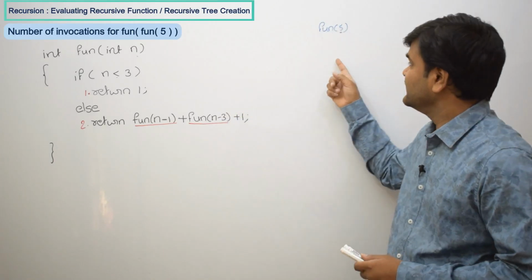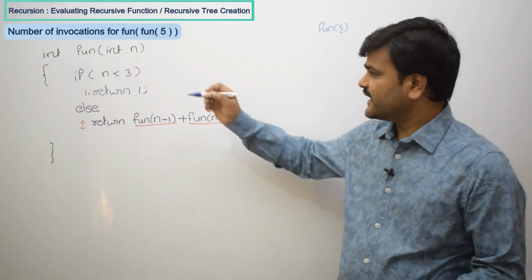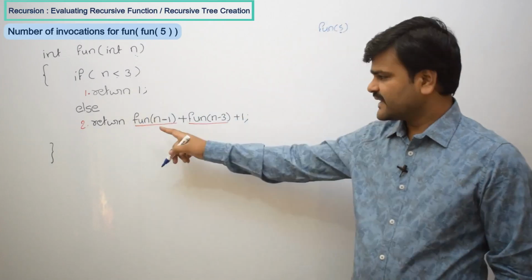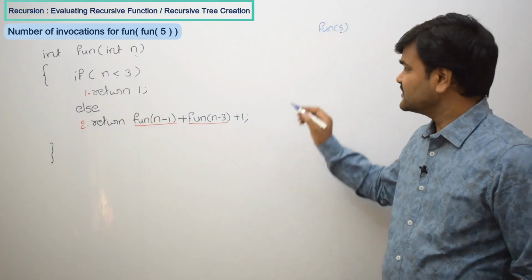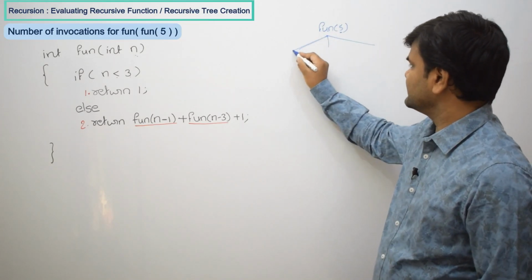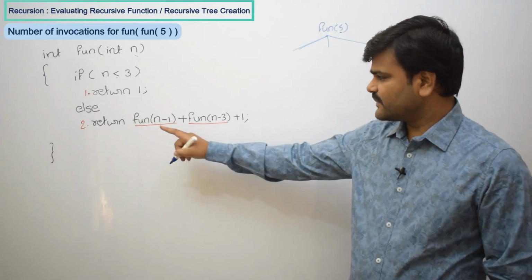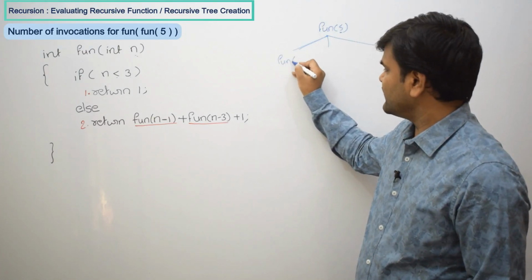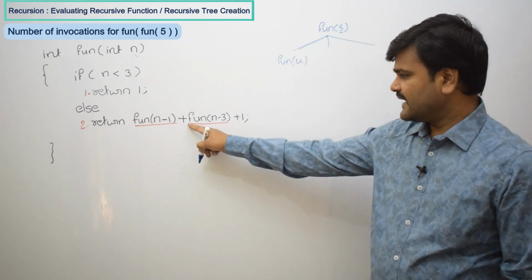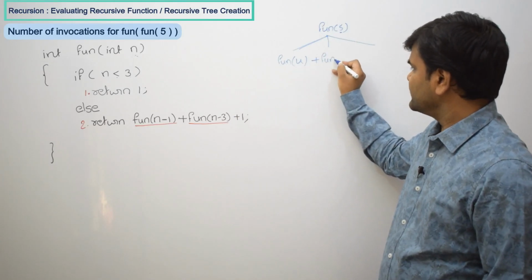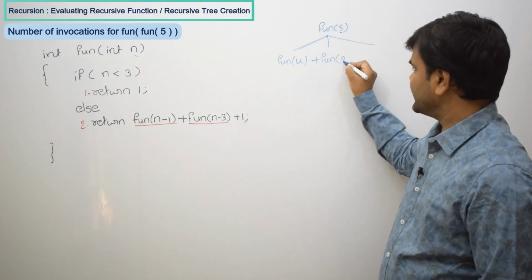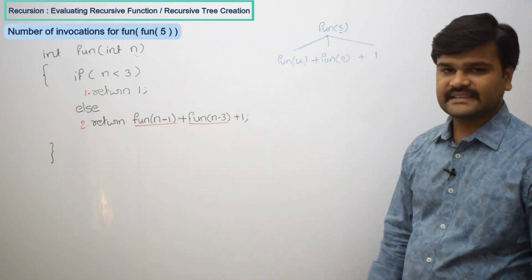That is why, though here we have a single statement, we are taking it as 3 branches. Now let us start here. n value is 5. 5 less than 3, condition false, so coming here. That means this statement we have to execute, so we are going to take 3 branches here. What is the first branch? Fun of n minus 1. What is n minus 1? 5 minus 1, 4 actually. Plus fun of 5 minus 3, which means 2 here, plus 1 we are doing.